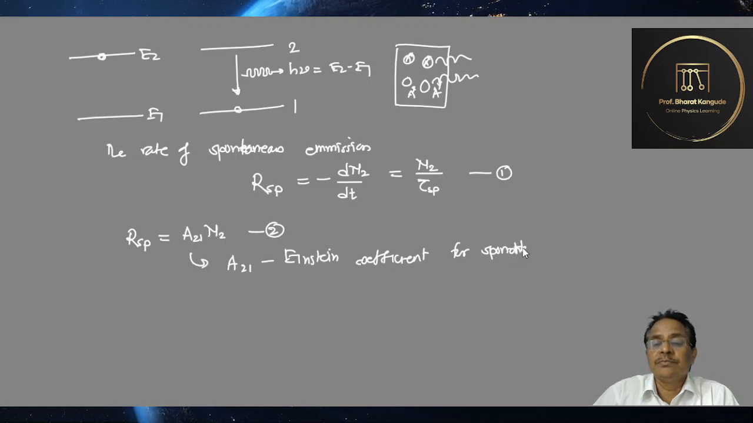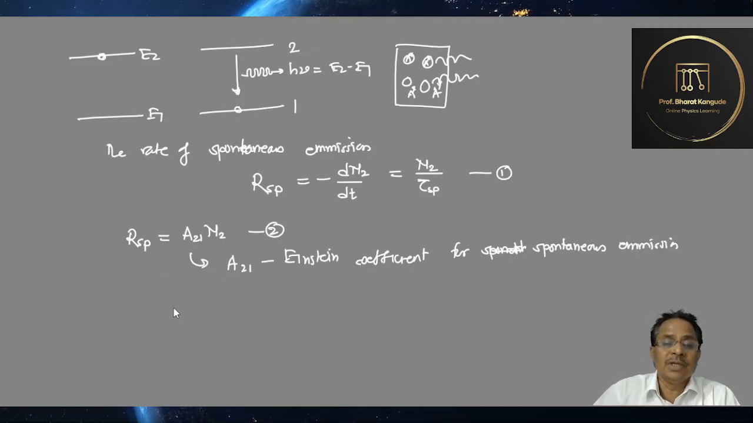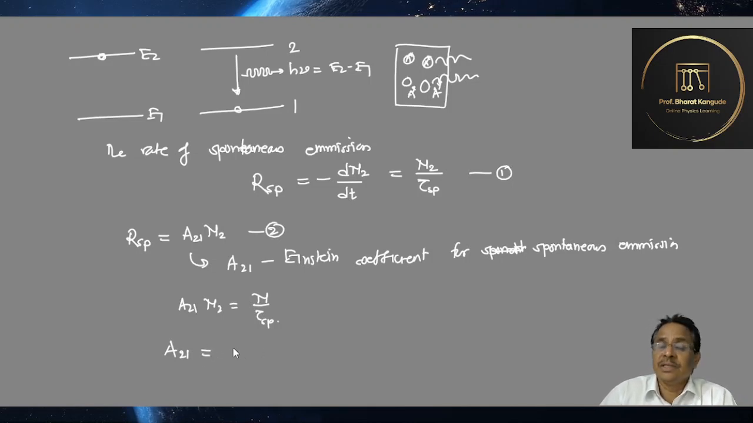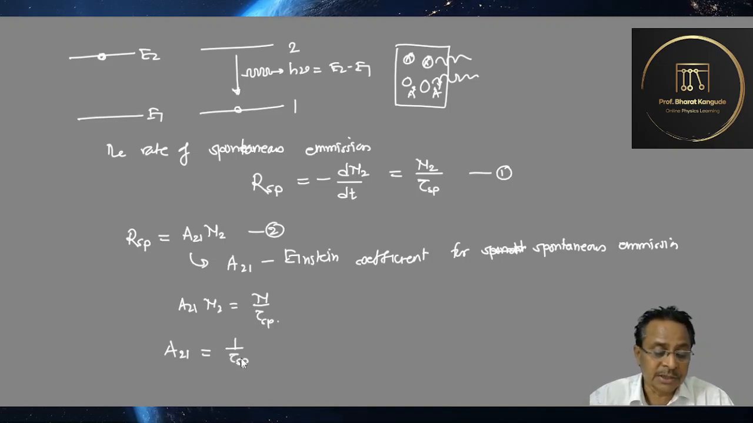Spontaneous emission. Okay, and from both of these relations I can write this: A21 into N2 is equal to N2 upon tau SP, and that indicates this coefficient A21, or Einstein coefficient for spontaneous emission, is the reciprocal of the lifetime of this atom in the excited state. That's what we have written: A21 is equal to 1 upon tau SP.